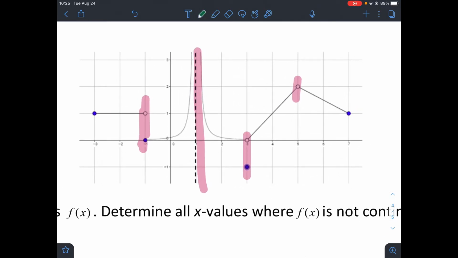So the first one at -1, there's no way to just make 1 point change and remove this discontinuity. So this one would be non-removable. And at 1, since it's infinite, that would also be non-removable. And at x equals 3, if we just took this point and moved it up here, it would remove this discontinuity. So this one is removable. And at 5, if we filled in that point, that would remove the discontinuity. So that one is removable. So we have 2 non-removable and 2 removable.